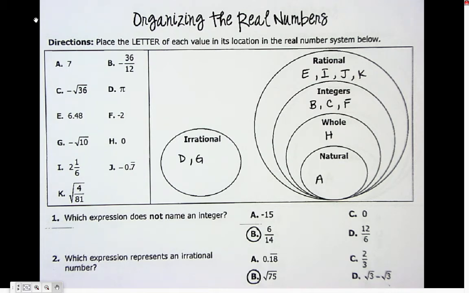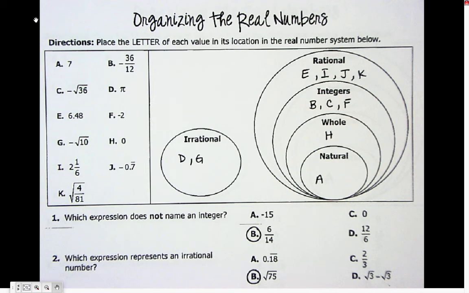All right, so just double check where I placed everything and make sure that yours match up with mine. All right, now let's take a look down at the bottom for some of these multiple choice questions. I do have the first two answers shown, but let's talk through them. The first one says, which expression does not name an integer? Well, an integer, remember, is a positive or negative whole number. So negative 15 is an integer. 0 is an integer. If we look at letter D, 12 divided by 6 is 2. So all of those answers, when we simplify them, turn out to be integers. 6 divided by 14 does not turn out to be an integer.